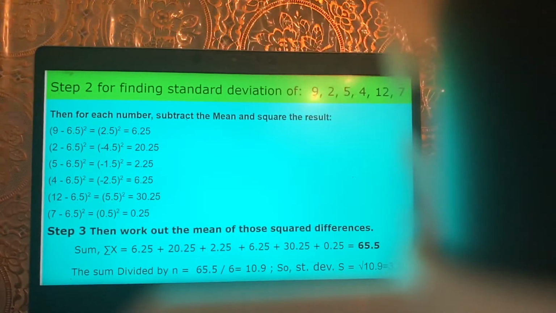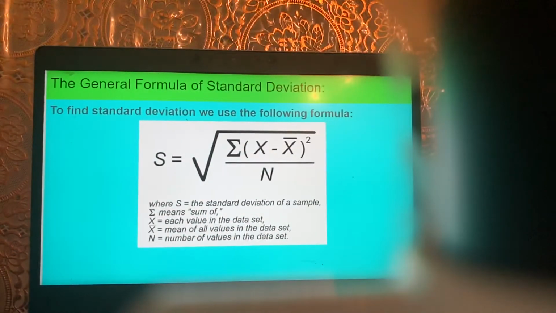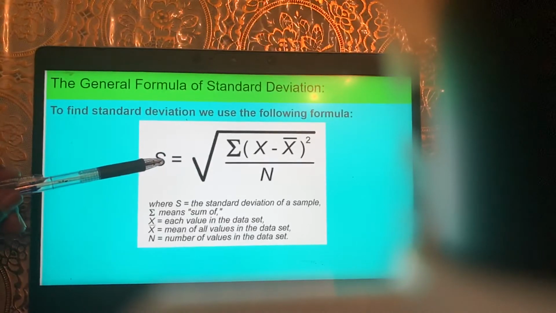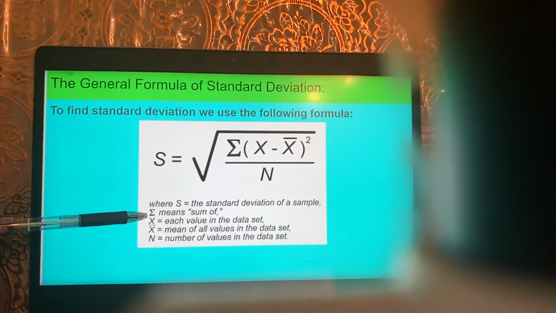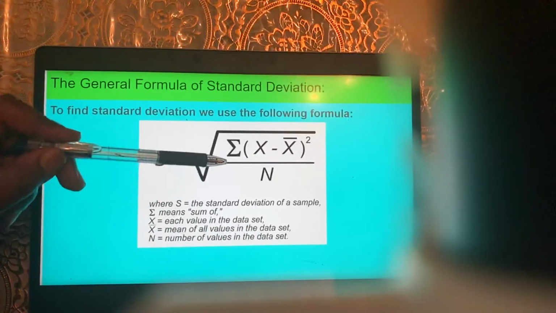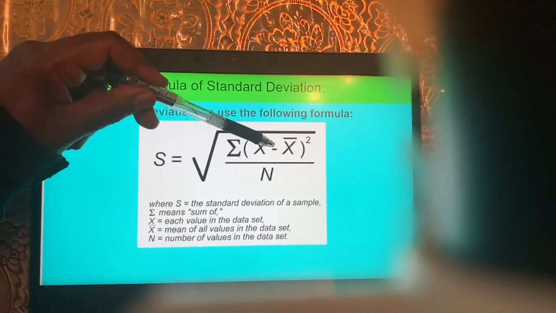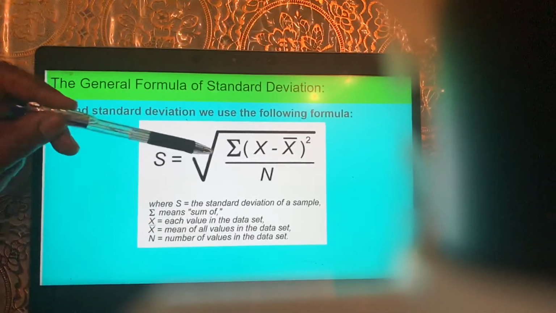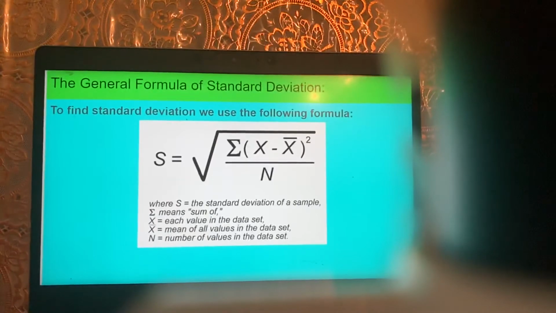Okay, there is a general rule or formula for finding standard deviation. This is the formula. This S means the standard deviation of a sample. This symbol sigma means sum of x minus x bar squared. That is, from each value, take away the mean, square it, and add them, and then divide by n, and take the square root.